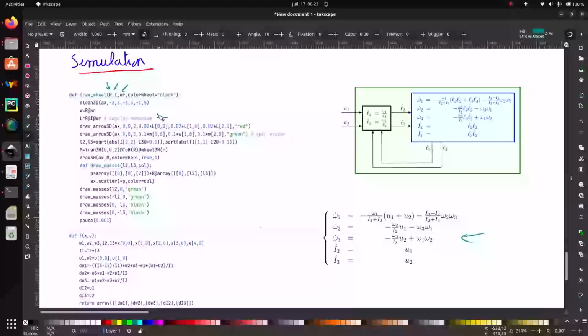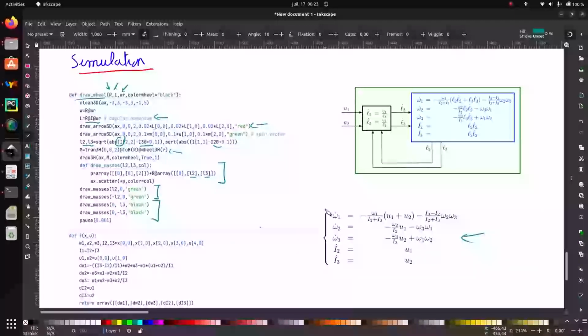I will also draw the angular momentum, which should remain constant normally, and I will draw an arrow in red to represent L, the angular momentum, given by this formula. Then I will compute L1, L2 taking into account only the I matrix and also the one at rest with the 0 here, which represents the I2 bar in the exercise. I compute my rotation matrix in order to put the wheel at the right place. I draw here the masses, which depend on L2 and L3, at the right place. And I will draw the masses with respect to the second axis green and with respect to the third axis black. Okay, this is a procedure to draw the wheel.